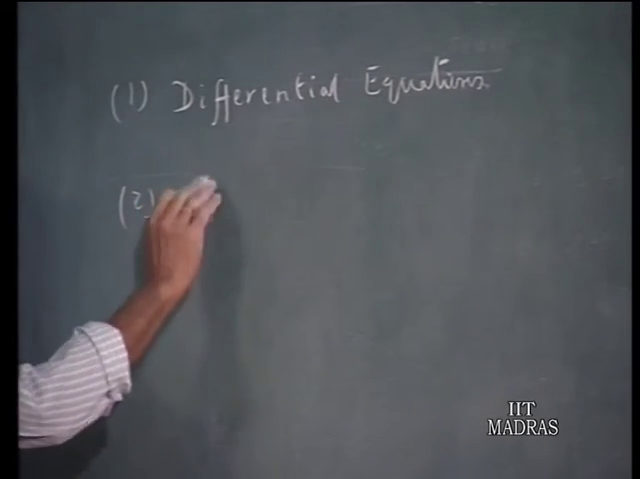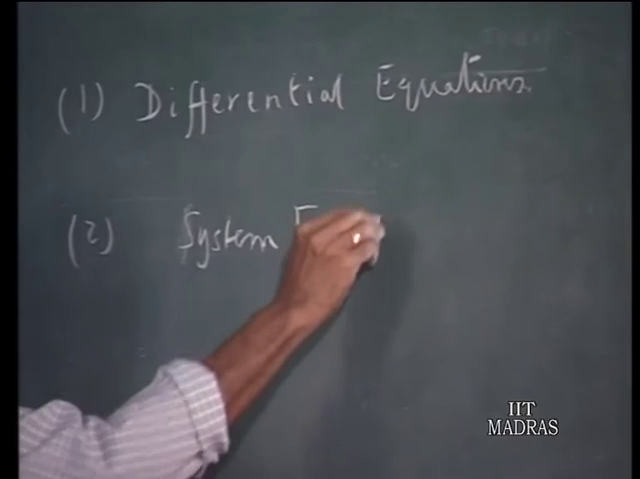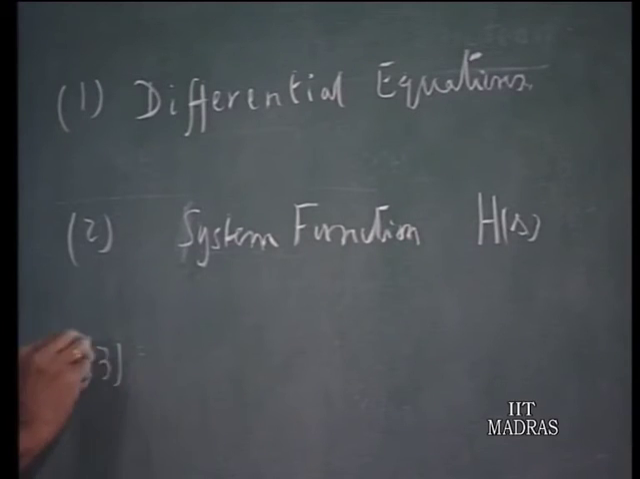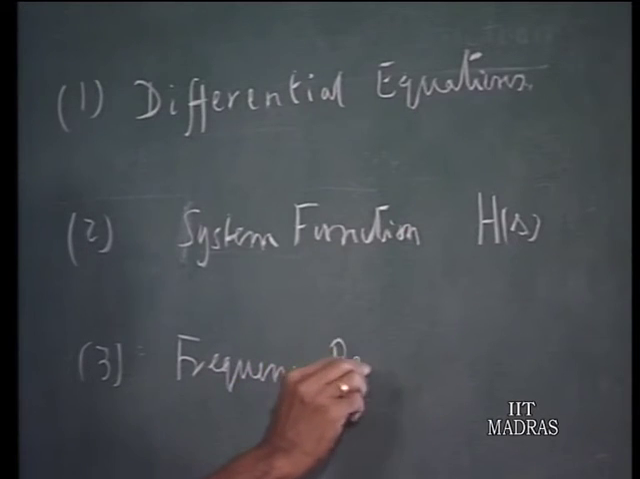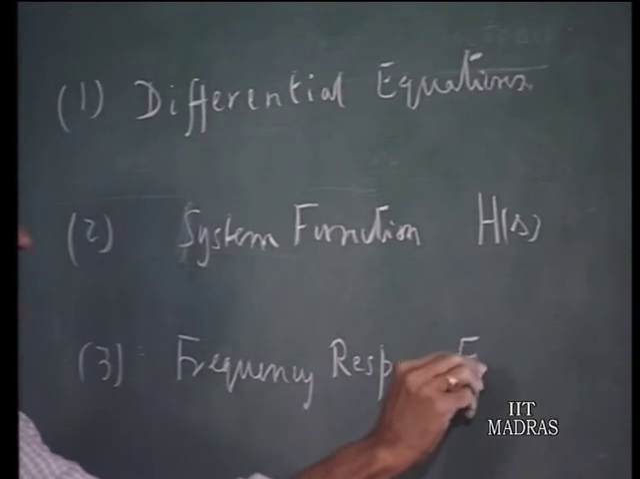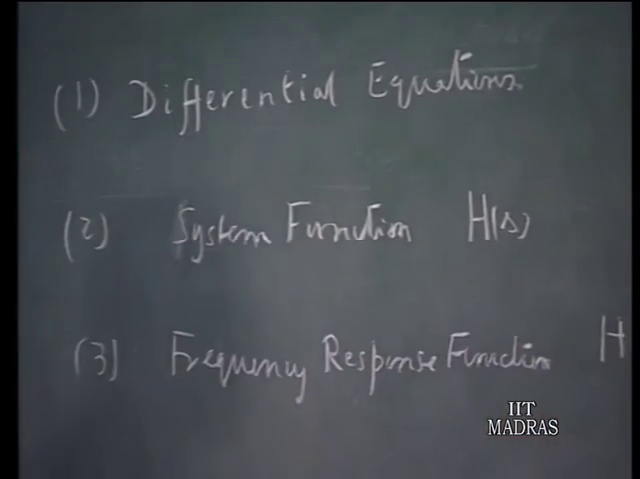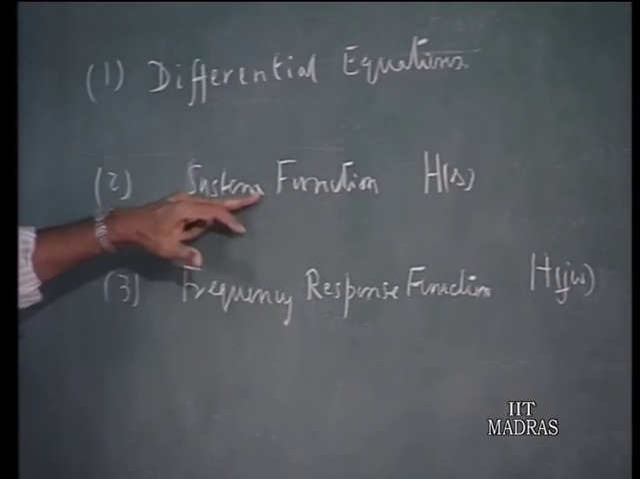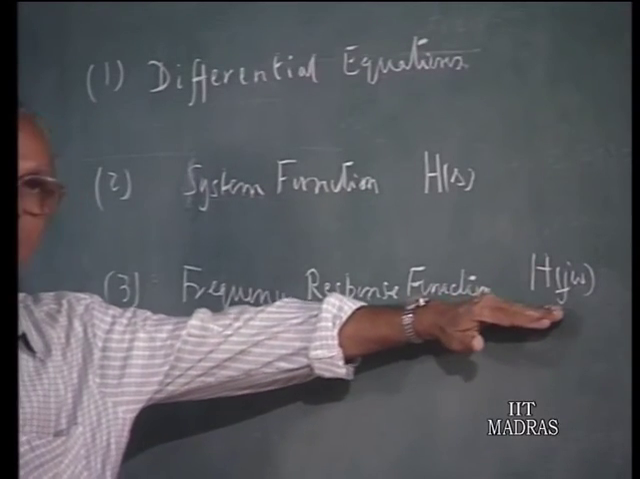Second method is the system function H of s. You can use the system function; it gives the same information as the differential equation. Then we also saw an equivalent, the frequency response function, H of j omega. It turns out that when we later study Laplace transformation methods, the system function comes into its own. We will try to exploit the properties of the system function to deal with the transients, and when we study later the Fourier transform methods, we will use the frequency response function H of j omega.